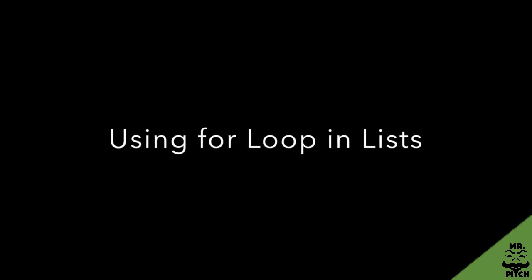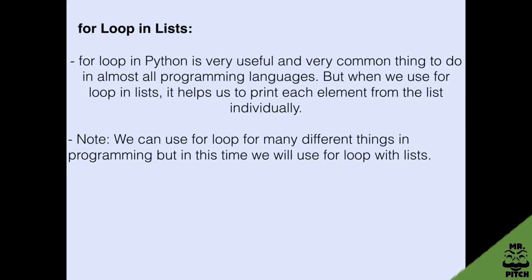Using for loop in lists. For loop in Python is a very useful and very common thing to do in almost all programming languages. But when we use for loop in lists, it helps us to print each element from the list individually. Note, we can use for loop for many different things in programming, but this time, we will use for loop with lists. Let's see how.